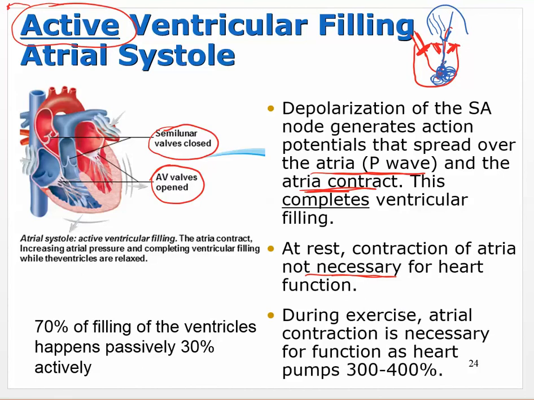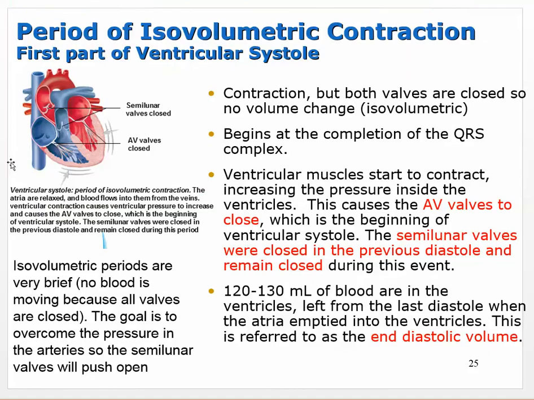So at rest, you don't even need the atria to contract. It does anyway, of course it does, but it's not necessary. During exercise, atrial contraction is necessary because it increases the cardiac output like 300 to 400%. So 70% of filling happens passively, and what we're talking about now is the active 30% from the atria contracting.